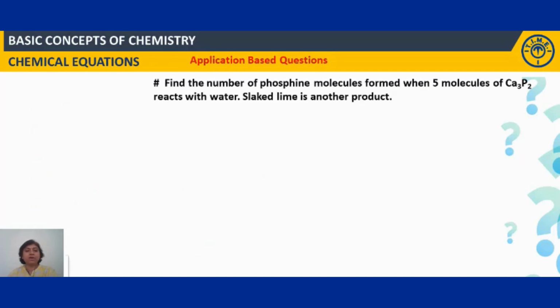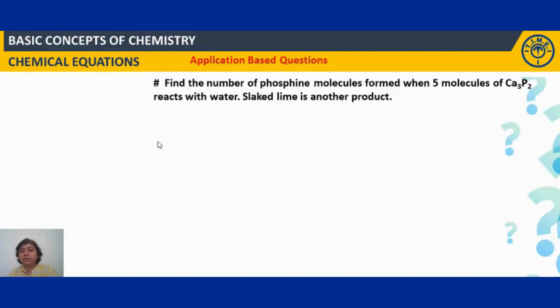Find the number of phosphine molecules formed when 5 molecules of calcium phosphide reacts with water. Okay, so let's see. Slaked lime is another product. One product is phosphine, another product is slaked lime. So first we have to write the reaction, then we have to balance it, then we have to do the necessary calculation. Let's start.